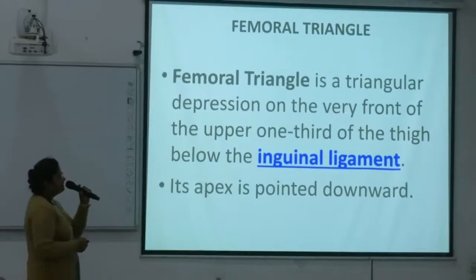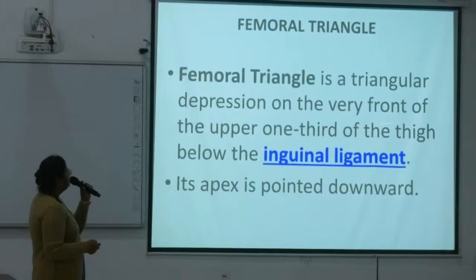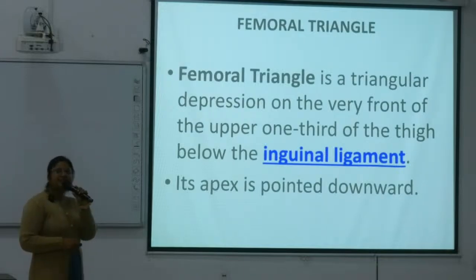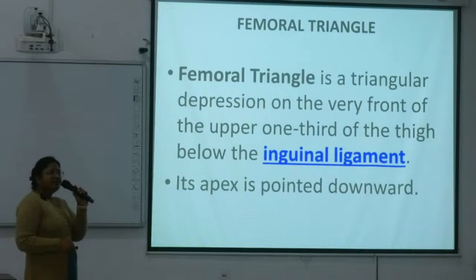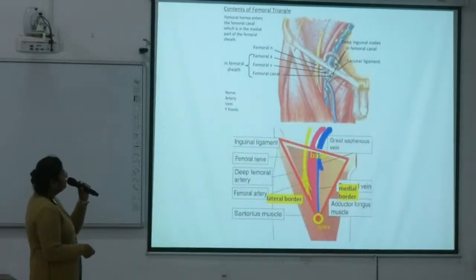Okay, so the femoral triangle is a triangular depression on the very front of the upper third of the thigh and below the inguinal ligament. This is the location of the femoral triangle, and its apex is pointed downward. See, this is the femoral triangle.